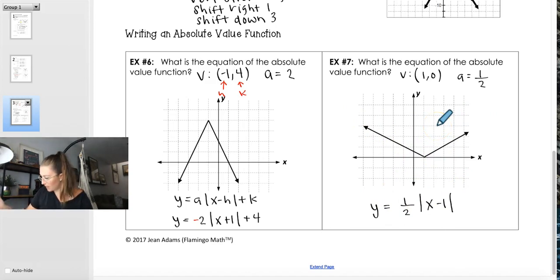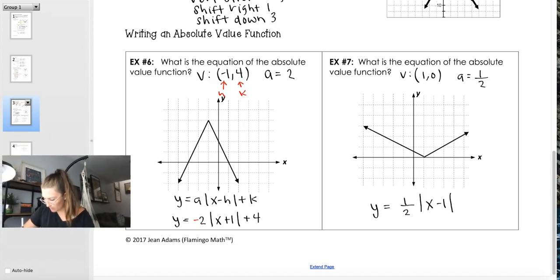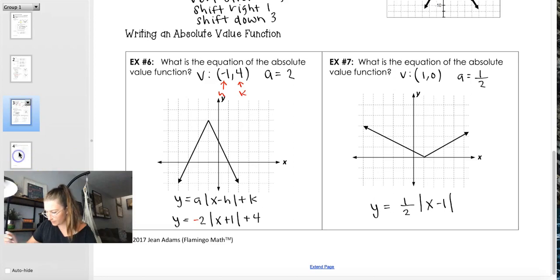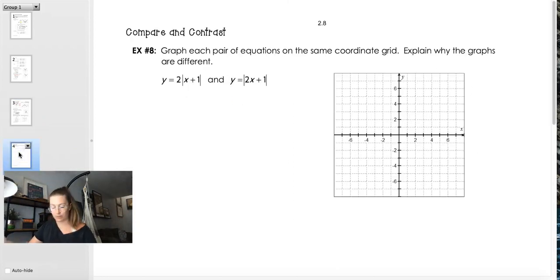Alrighty, last page. Can I move myself here? There we go. Alright, last page.